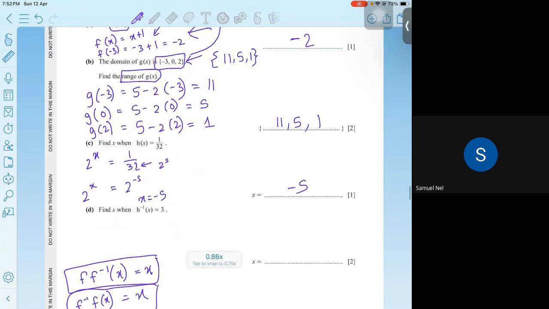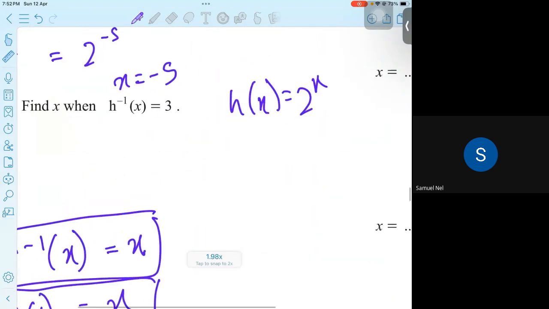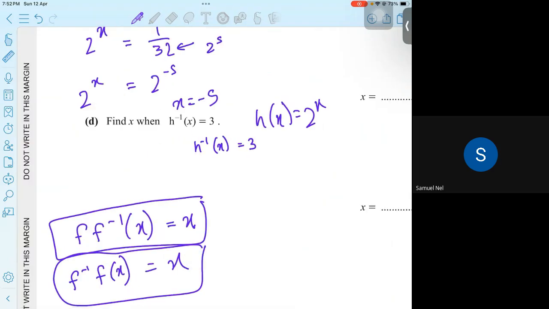I've been told that my h(x) is equal to 2 to the power x. Let's just keep it here for reference. Now, h inverse of x is equal to 3, and I have to find x, right? So, can any of you tell me how I can convert this into an x using this form? Do any of you happen to know this?